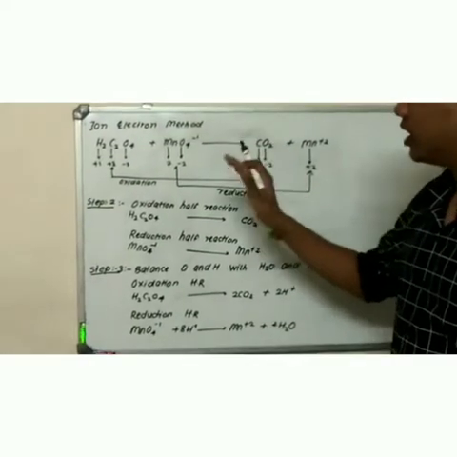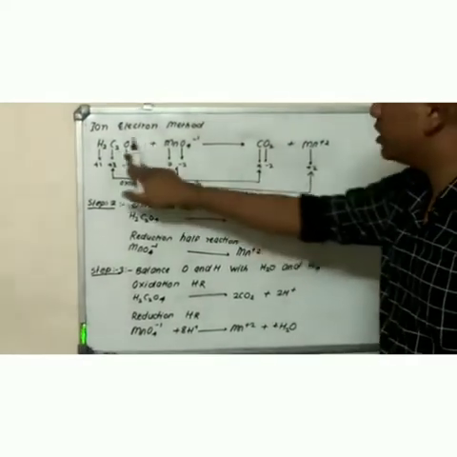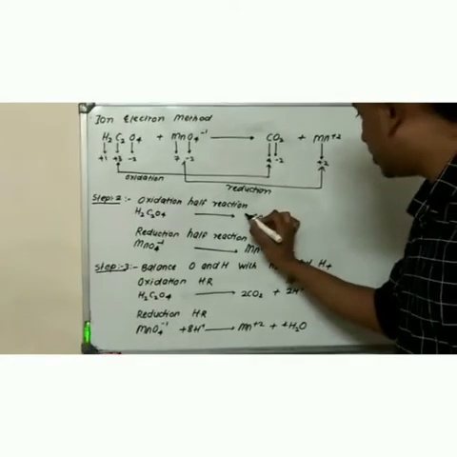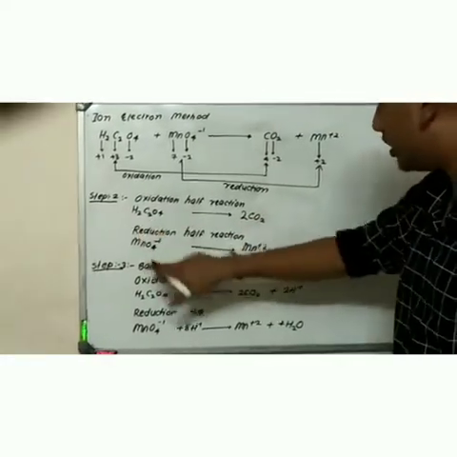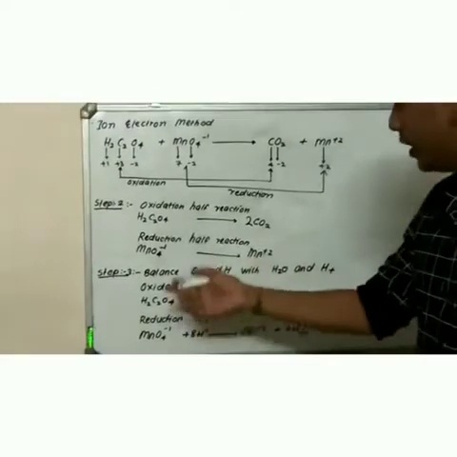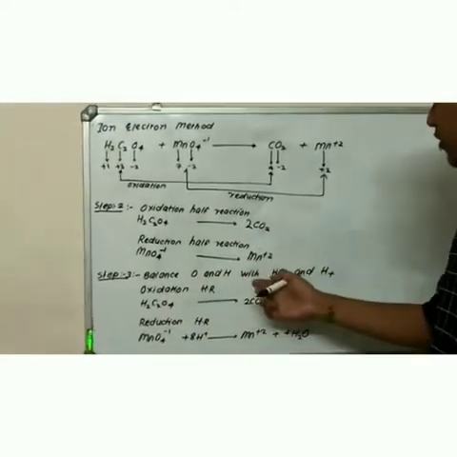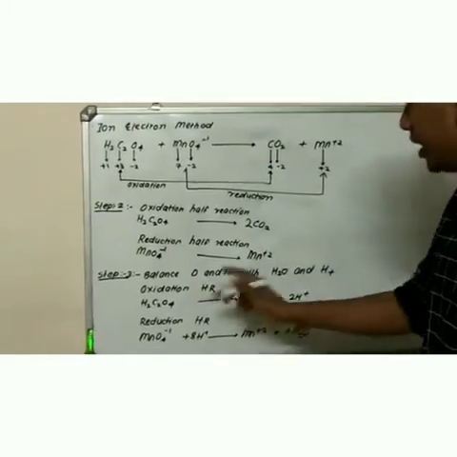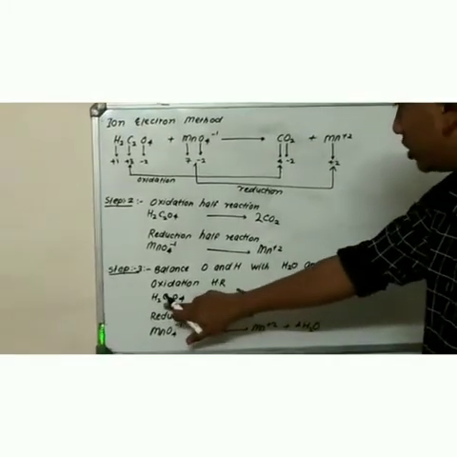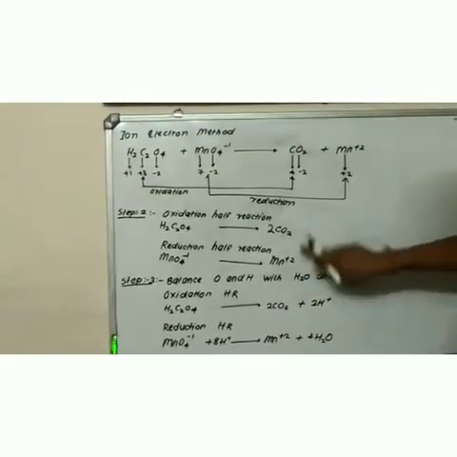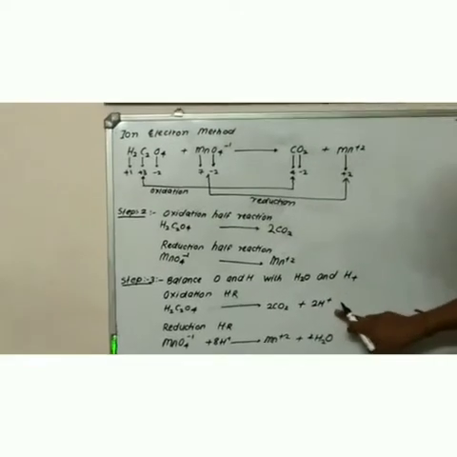Now we will balance this equation. Okay, so here carbon is 2 and here it is 1. So we will just put 2 here. And the rest, I think, is balanced. Okay, so step 3, balance oxygen and hydrogen with H2O and H plus. That is the oxidation half reaction. Here we have hydrogen 2, but here we don't have anything. So we need to just add 2 H plus ions.